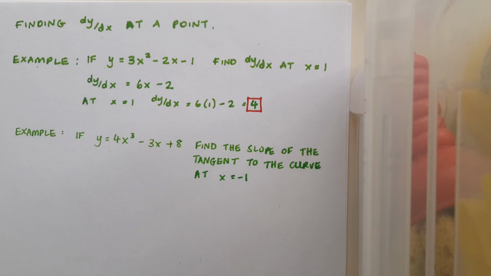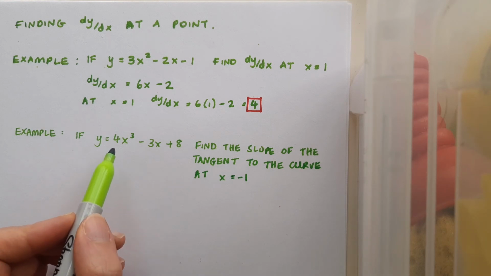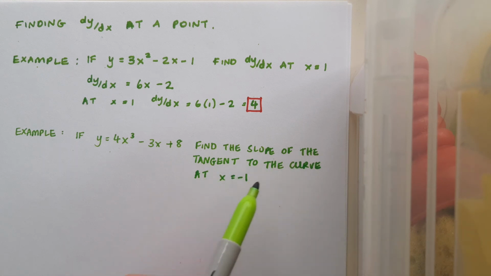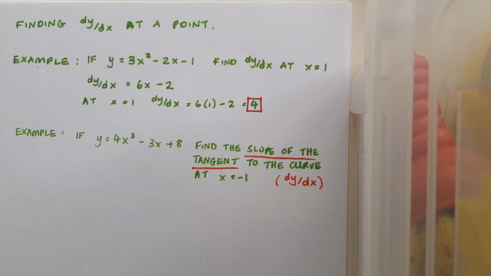This type of question might also appear as something like, if y equals 4x cubed minus 3x plus 8, find the slope of the tangent to the curve at x equals minus 1. Slope of the tangent is just a reference to dy/dx, and the process is just the same as in the first example. First of all, I'll differentiate, and again, pause the video at this stage and see can you manage it yourself. Don't forget, it'll be differentiate and sub in.